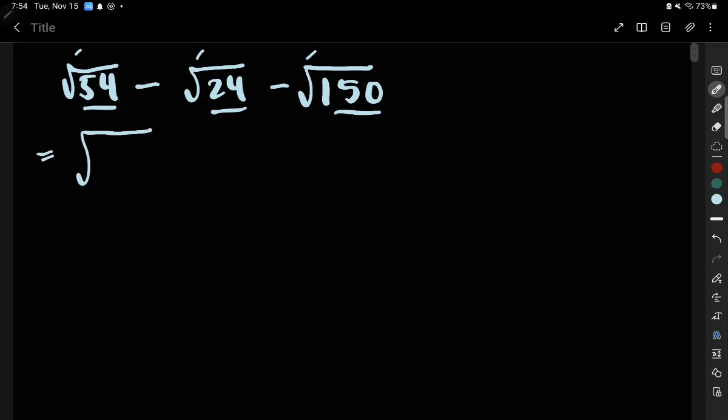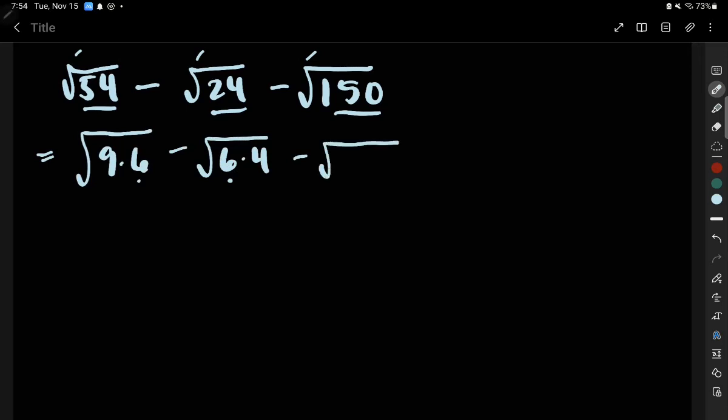So 54, we can write as 9 times 6. 24 can be written as 6 times 4, or 3 times 8. But I want to write it as 6 times 4 because there is a common number 6, unlike the 3 times 8. Here, 150, we'll just make it first 15 times 10 because it's obvious.